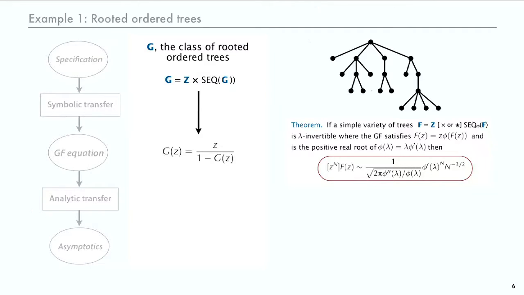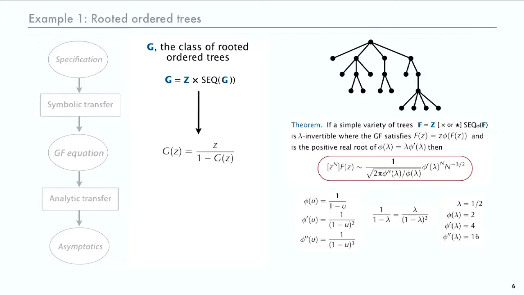Now we're going to apply the theorem for simple variety of trees. And what that means is we first have to identify the characteristic function. That's 1 over 1 minus u. We compute its derivatives. So that's easy, 1 over (1 minus u) squared and 2 over (1 minus u) cubed.